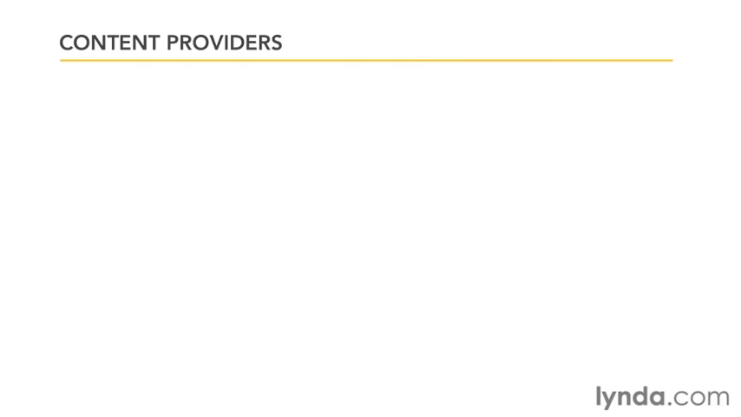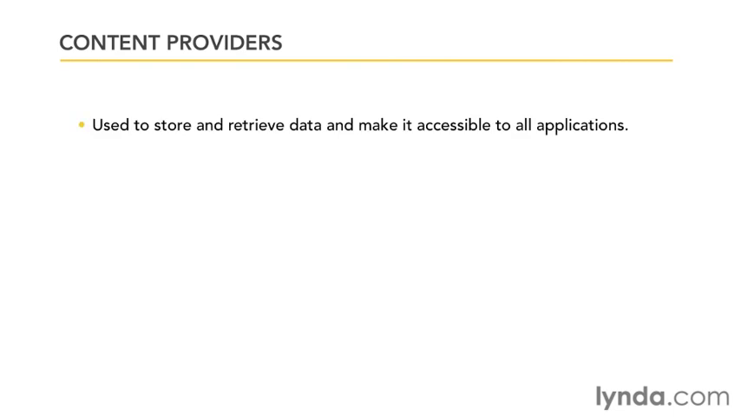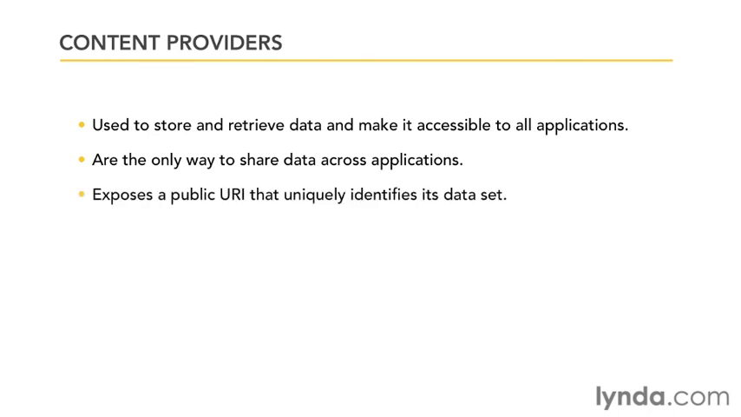So content providers are used to store and retrieve data and make it accessible to all applications. Because by default, there is no way to share data across different applications. The only way to actually do it is to use a content provider. And the way this works is it exposes a public URI that uniquely identifies the data set. So if I have some data that I want to expose to other applications, I can create a content provider which these other applications can connect to.